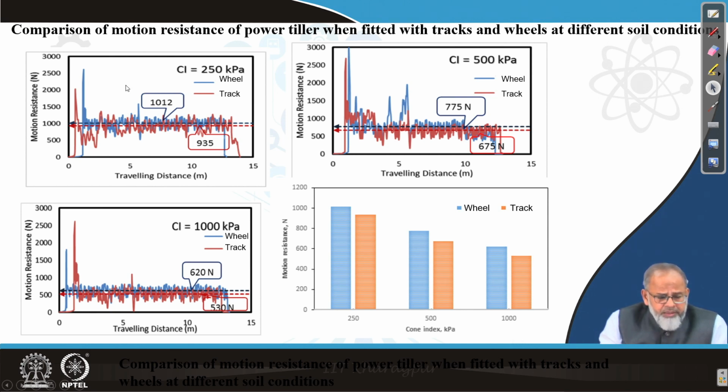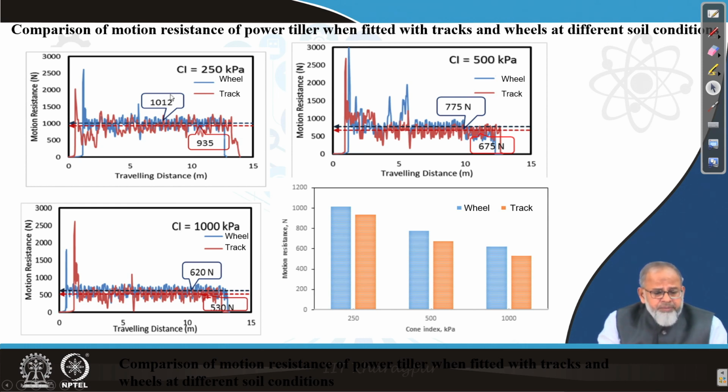Now, if you look at the soil conditions, then the harder soil gives you lesser rolling resistance. That means you are getting only 530 Newton, whereas in soft soil it is giving you 935 Newton. Same is the case with wheels. On hard soil it is giving you 620 Newton, and soft soil it is giving you 1012 Newton.